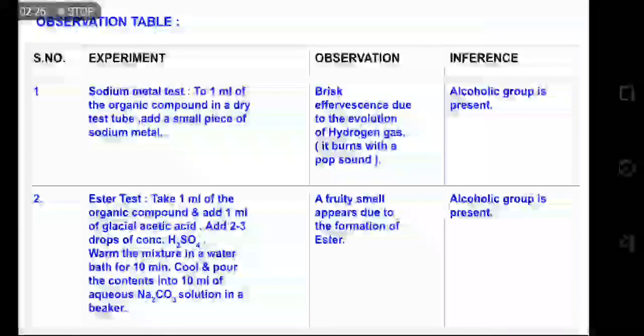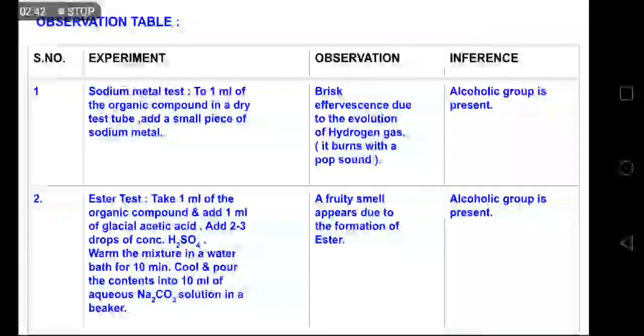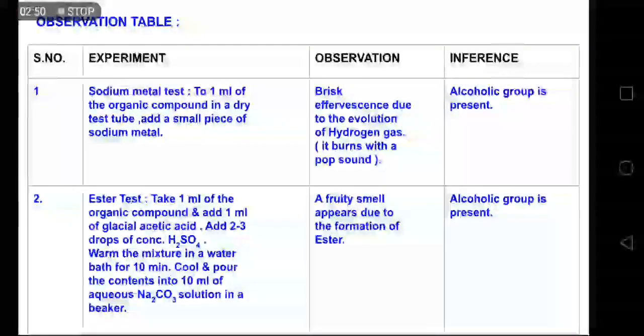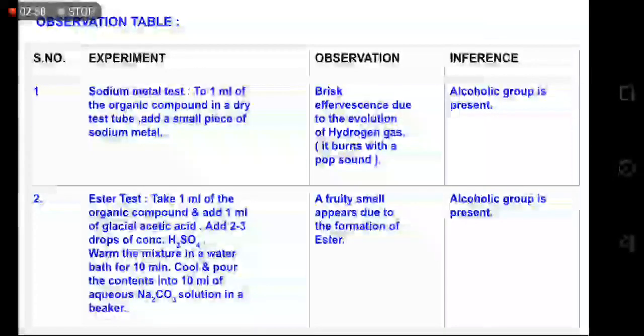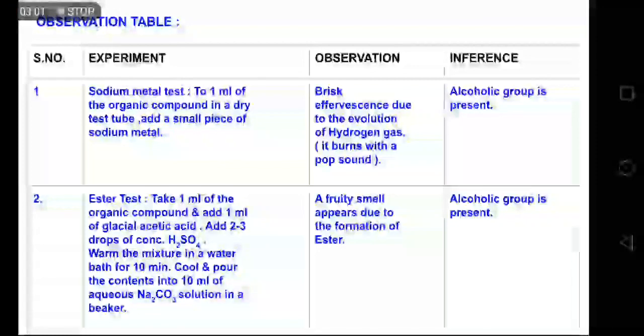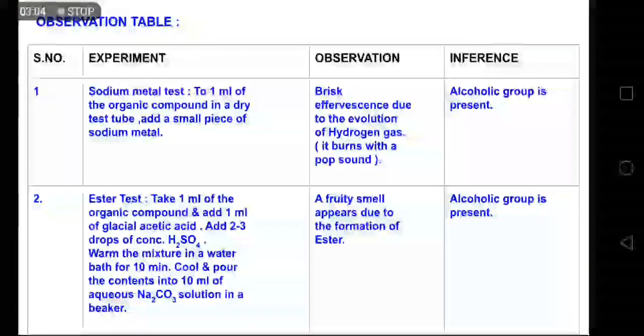It always confuses students. So it is better that after 10 minutes of heating in a water bath, you just take aqueous sodium carbonate solution in a beaker and pour the contents in that. As soon as you pour the contents in Na2CO3 solution, the excess acid, if it is there in the container, will get neutralized and you will get the proper smell. Your observation will be clear then: the proper, fruity smell of ester. Okay, so this is another test which shows that alcoholic group is present in the organic compound.